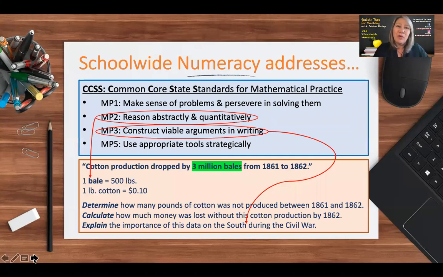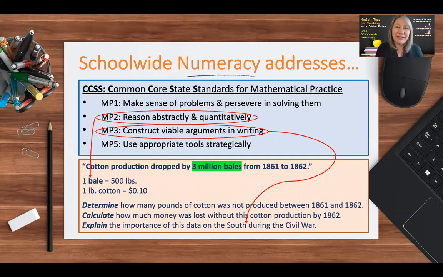For example, when we're looking at school-wide numeracy, we're really addressing the Common Core state standards for mathematical practice in different disciplines. Let's take just two of these, for example: reasoning abstractly and quantitatively, and constructing viable arguments in writing. That's a math skill? Of course it is. This is all critical thinking.